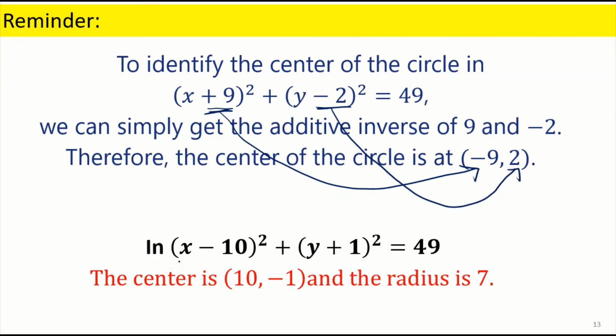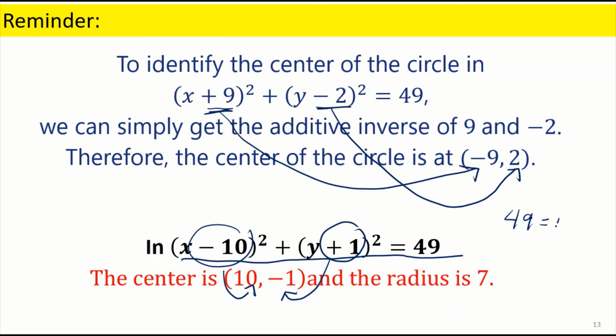So, another one, if we have quantity x minus 10 squared plus quantity y plus 1 squared equals 49, ang magiging center natin from negative 10 ay magiging positive 10, and then yung positive 1 ay magiging negative 1. And then to get the radius, if we have 49, i-equate natin siya into r squared from our formula. And then para mawala ang squared, use square root property. So cancel si r. And then r is equal to square root of 49, that is 7. So that is why the radius here is 7.